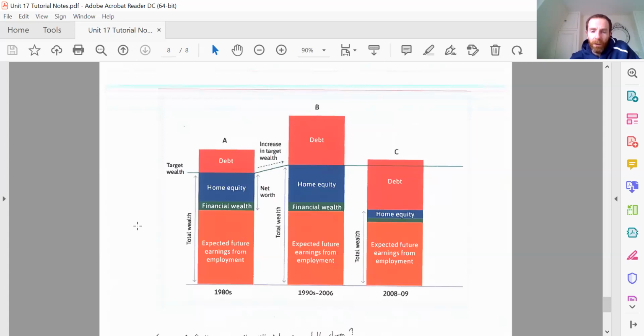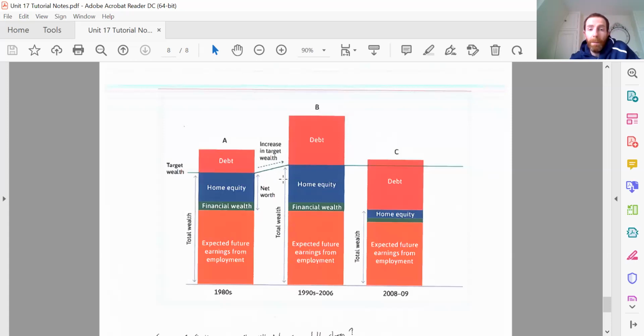So here we're looking at the 1980s. And so we've got exactly the total broad wealth equal to the target broad wealth. So everything is in equilibrium, in balance. And then maybe into the 1990s and 2006, so into this great moderation period, we actually might see an increase in the target level of wealth.